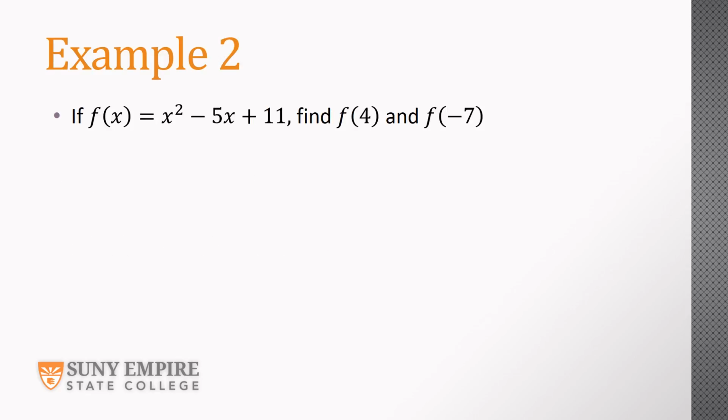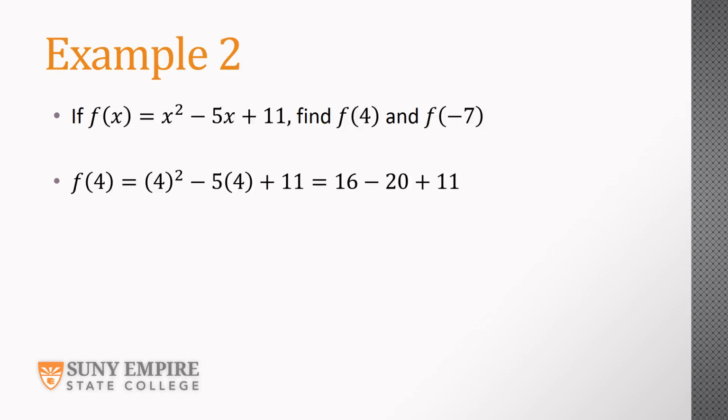What if f(x) = x² - 5x + 11? What would f(4) and f(-7) equal in this case? f(4) would equal 4² - 5 × 4 + 11. Completing the multiplications and exponents, this equals 16 - 20 + 11. f(4) equals 7.